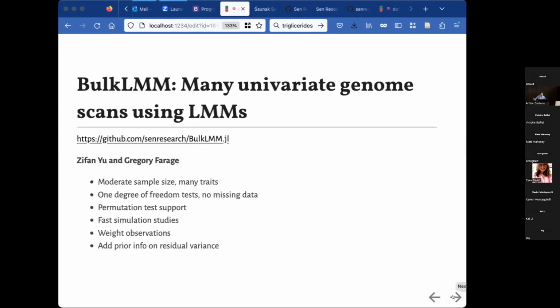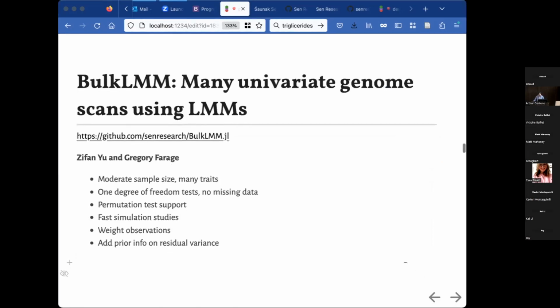So I told you about bulk LMM, and there's a whole talk devoted to it, work of Fred and Gregory. The design goal is moderate sample sizes, such as what we have in model organisms, but many, many traits. It makes the assumption of 1 degree of freedom. So it will work for collaborative cross, not on the haplotype, but only on the SNPs, and no missing data.